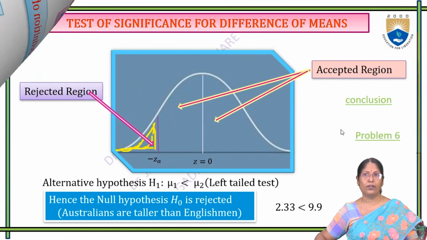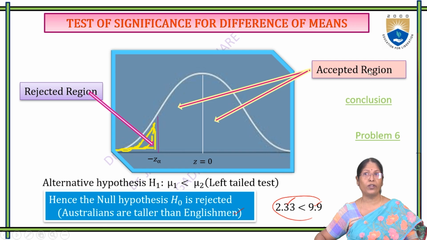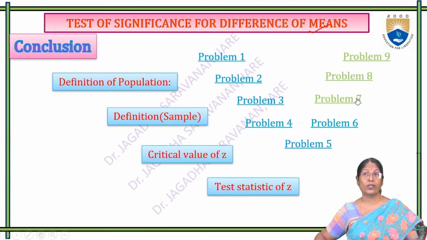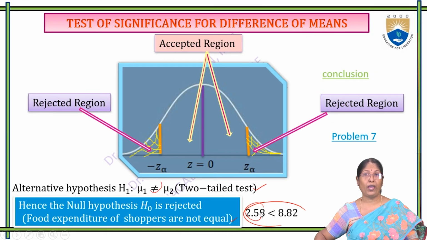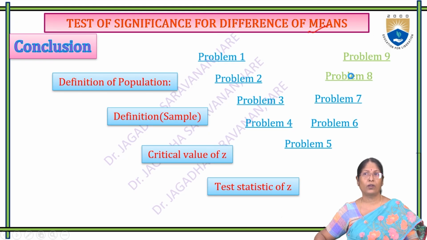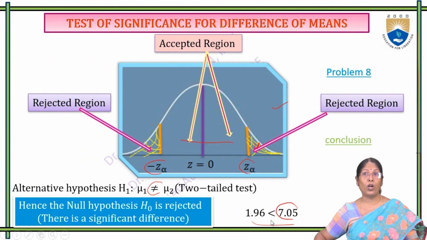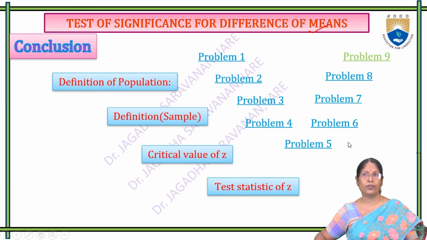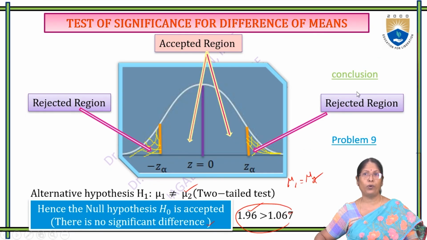The sixth one, here the tabulated value we obtained is 2.33. Whereas problem 7, 2.58, this is the two-tailed test we obtained. And coming to problem 8, here 1.96, whereas the calculated value is 7.05. In detail, it is discussed where the 7.05 falls. And the final, problem 9, here it is an accepted one. In detail, the graphical representation is given.